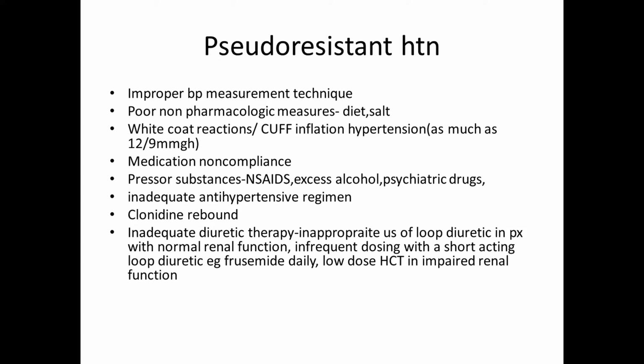Of course, if the doctor has not done his due diligence in optimizing the regimen, that can also cause that. Clonidine rebound, inadequate diuretic therapy, also inappropriate use of low diuretics in patients with normal renal function, infrequent dosing with short-acting loop diuretics, for instance, giving patients furosemide daily instead of twice daily, or low dose HCTZ in impaired renal function where you are supposed to use higher doses, can all account for pseudo-resistant hypertension. So they are false resistant, they are not true resistant hypertension, because if you correct these things, the patients will probably be controlled on 3 or less.